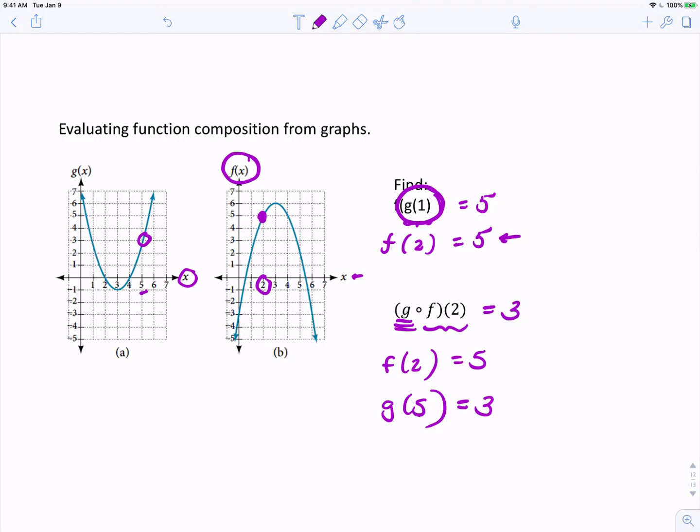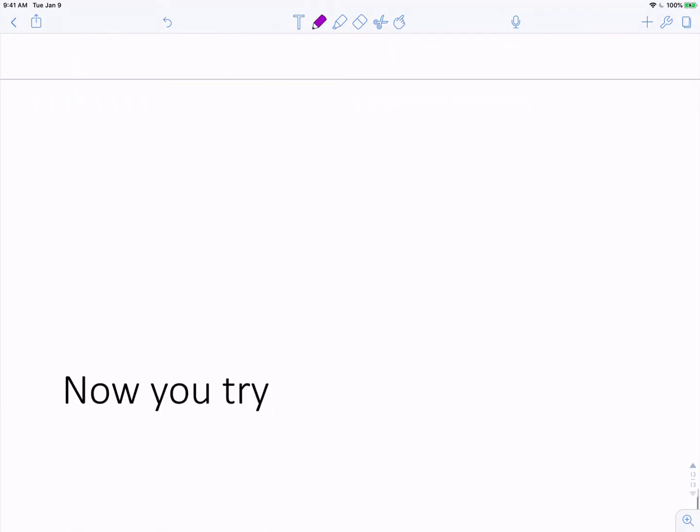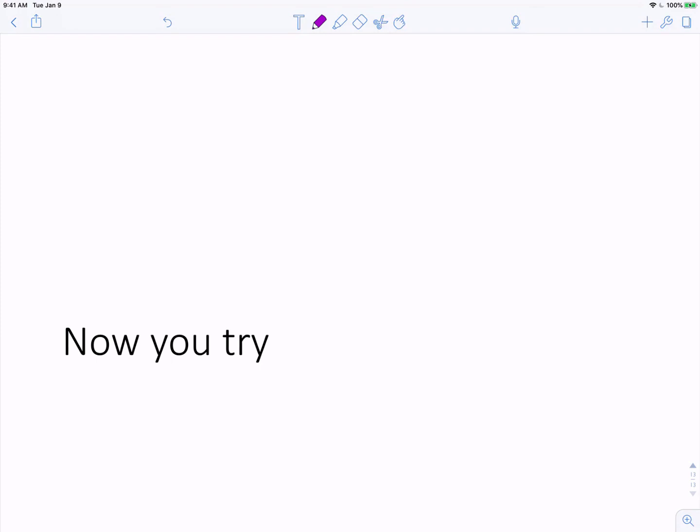So from a graph, we simply find the first value, put that answer into our second function, and then find the final answer by composing the two functions together. And now it's time for you to try a few just like that.